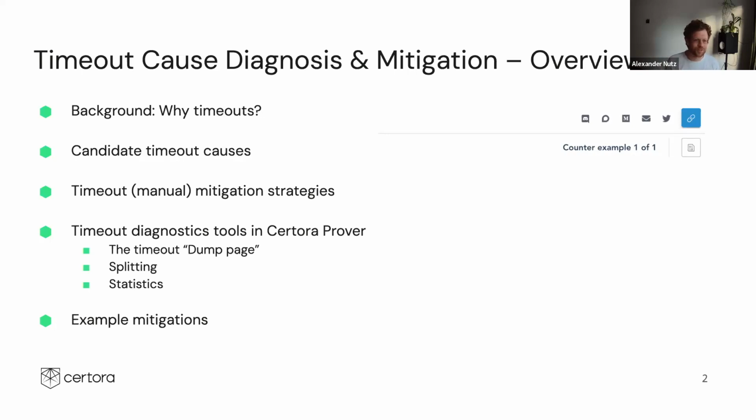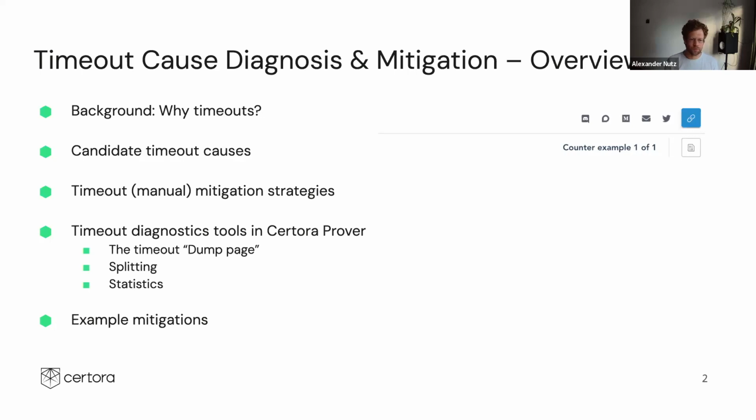Then after this short detour into theory, I'll be more practical and talk about typical causes of timeouts, and then for these causes, matched strategies that one can apply to get out of these timeouts, to get your rules out of these timeouts. And then I'll show what the Certora Prover actually does. This is very much work in progress, but we're working so that the Prover can actually help you with the diagnosis by analyzing the rules that you gave it a little bit, for example.